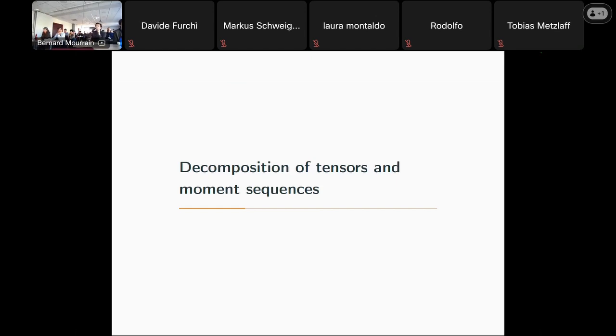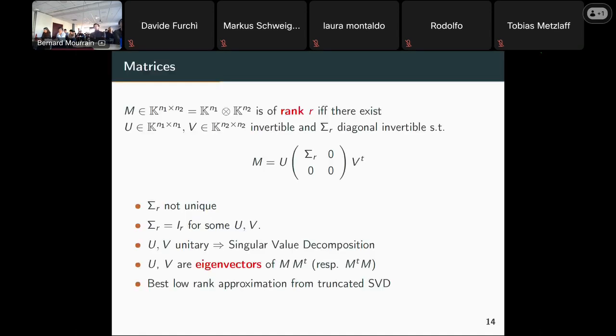Thank you. I will not recall what we discussed yesterday. I will go straight to the decomposition of tensor sequences. So what do we mean here by this decomposition? For matrices, the decomposition can be a decomposition where we can read the rank, for instance, using a singular value decomposition.